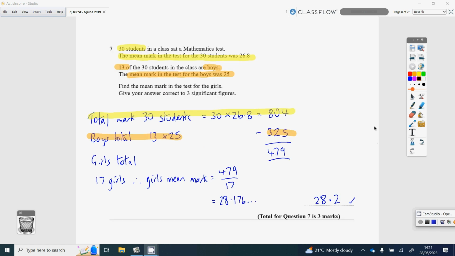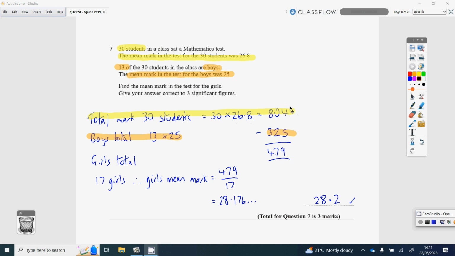Question 7. Now, these questions come up a lot where you've been involving various means. What you've got to do each time is go back to the total number of students for each part of the question. So we're told that there are 30 students and the mean mark for these 30 students is 26.8. So the total marks for the students must be 30 times 26.8, which is 804.